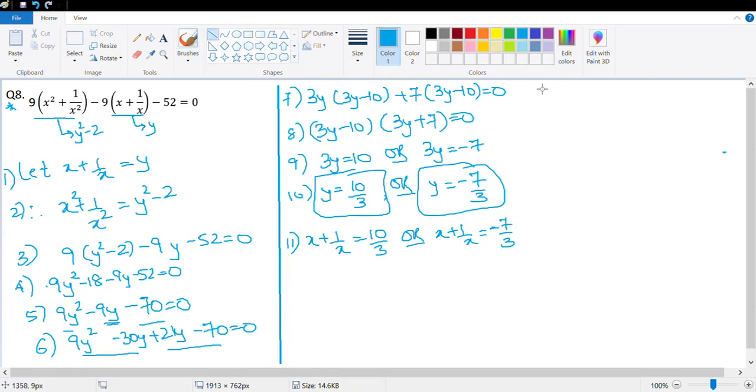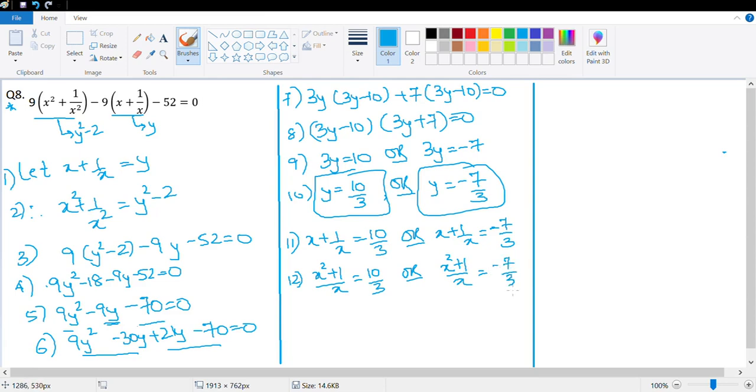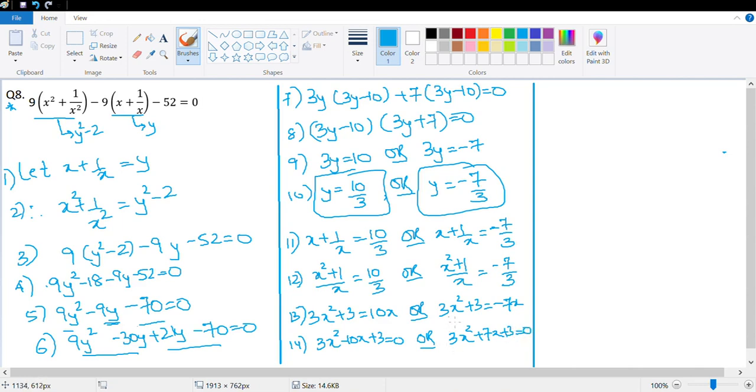Now we'll again have to convert this into a quadratic with x and solve two more equations. So let's go ahead and do it. For the first one, let's take the LCM. So this is x squared plus 1 upon x is equal to 10 upon 3. In this case, it would be x squared plus 1 upon x is equal to negative 7 upon 3. Let's cross multiply. So this will be 3x squared plus 3 is equal to 10x, or 3x squared plus 3 is equal to negative 7x. Let's bring everything on one side. So this will be 3x squared minus 10x plus 3 is equal to 0, or 3x squared plus 7x plus 3 is equal to 0.